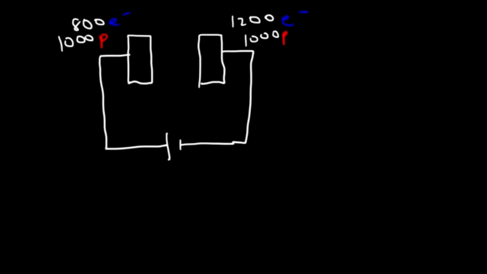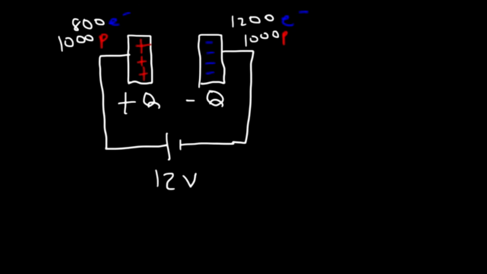Now if you notice, the left side has a positive charge because it has 200 more protons than electrons, and the right side now has a negative charge. It has 200 more electrons than protons. So the magnitude of the charges on these two plates are equal, but the sign is opposite. On the left side, the charge is positive Q. There's 200 more protons than electrons. On the right side, the charge is negative Q. There's 200 more electrons than protons. So the charges on these two plates will always be the same. It's just that the sign is different.